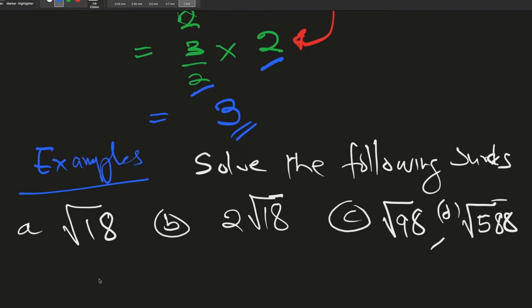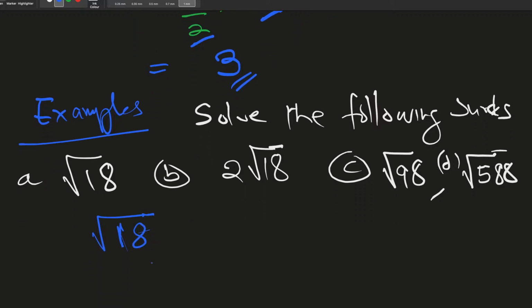So the question is root 18. Root 18, how do we solve it? I will say we can solve this question by knowing, from when we started in primary school, 2 times 8 will give me 16. What about 2 times 9? That will give me 18. So when I apply the principles of surds, I would say this is 2 times 9. Then I put the surd on top of it because they are carrying it.